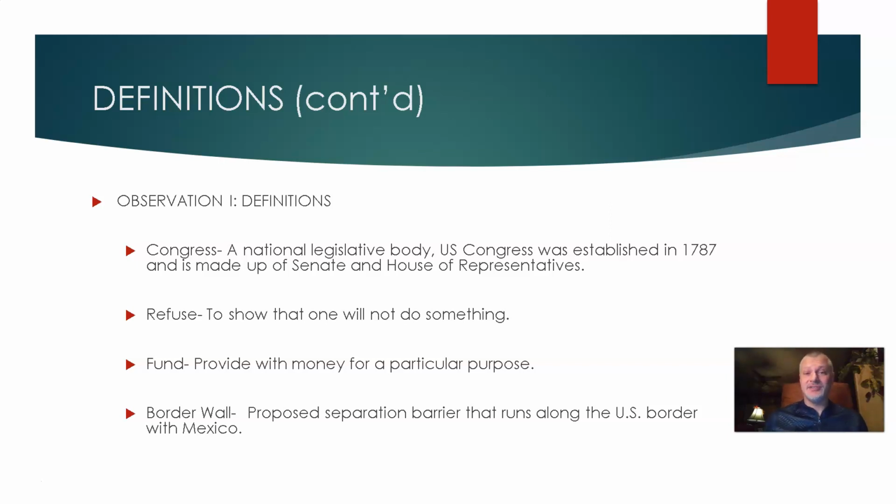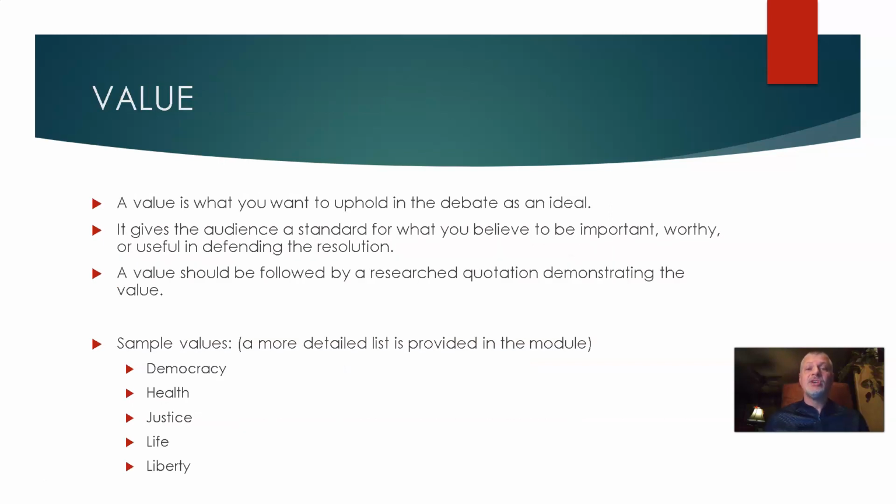Observation 1, definitions. Congress, a national legislative body. U.S. Congress was established in 1787 and is made up of Senate and House of Representatives. Refuse, to show that one will not do something. Fund, provide with money for a particular purpose. And border wall, proposed separation barrier that runs along the U.S. border with Mexico.